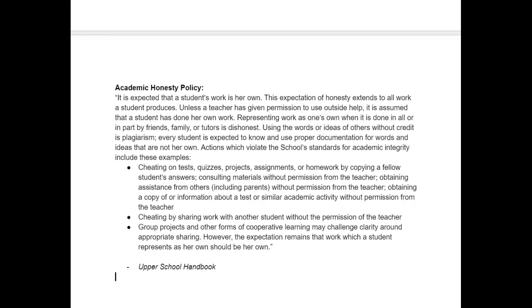Academic honesty. This is also ripped straight from the student handbook. This is a pretty simple one, but I want to say a word about collaboration versus cheating. Because we are going to ask you to collaborate in class, which means you work together on things, and that's normal. And cheating is when you work together and it's abnormal.